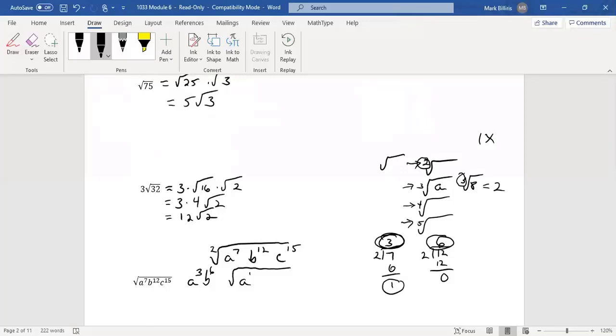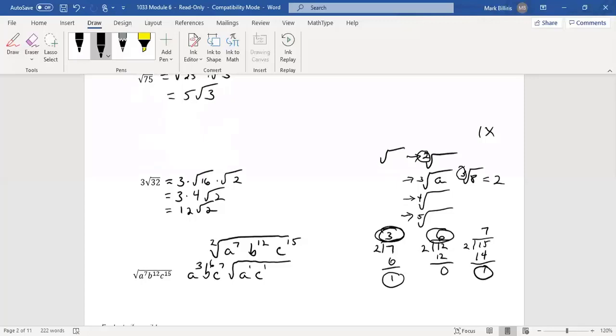Let's look at the next one, c. So we have 15 divided by 2. So 2 goes into 15 7 times with a remainder of 1. So that means we have 7 factors of c on the outside. Since we have a remainder, 1c remains underneath the radical sign. So when we're showing our answer, we don't show the exponent of 1. So our answer would be a to the 3rd, b to the 6th, c to the 7th, times the square root of ac. We're going to be using this approach more, so you'll see more examples coming up.